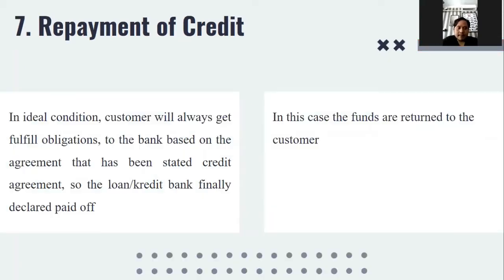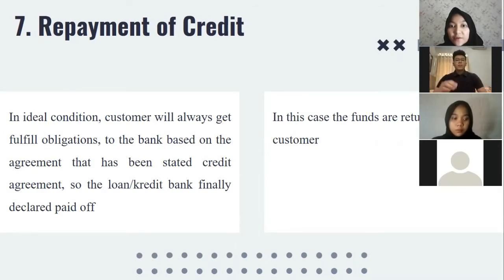Okay, next. And then number 7 is repayment of credit. In the ideal condition, the customer will always fulfill their obligations to the bank based on the credit agreement that has been set. So the loan or credit is finally declared paid off. And then in this case, the collateral is returned to the customer. Next.